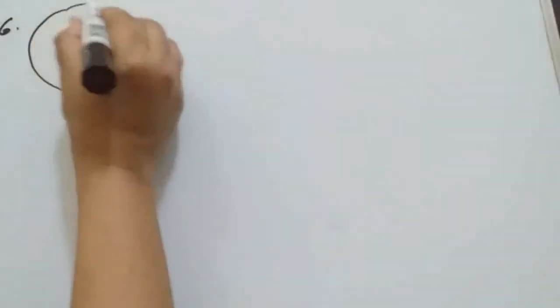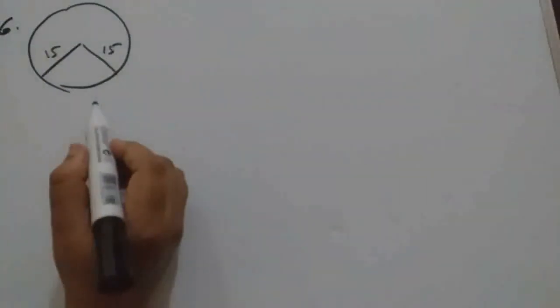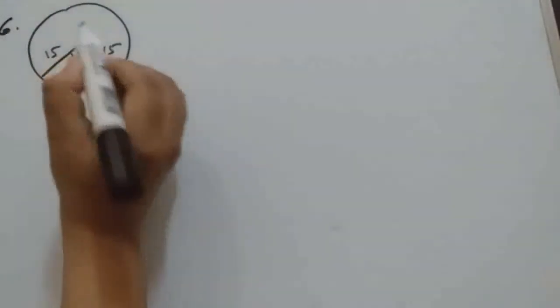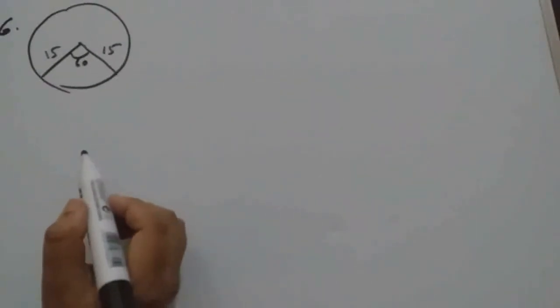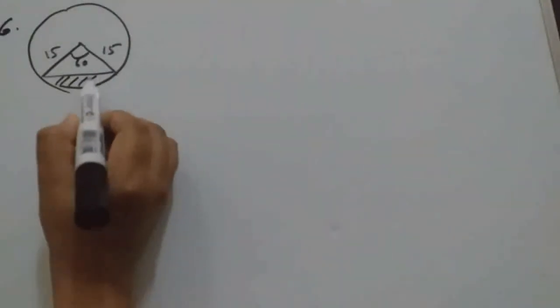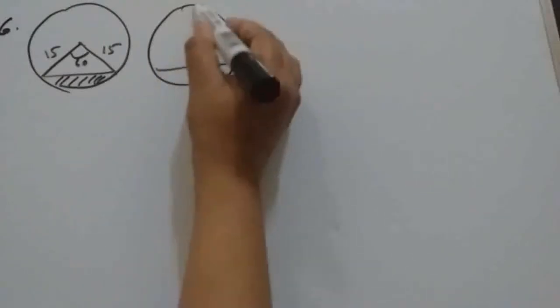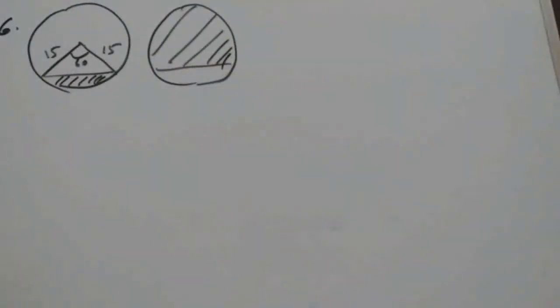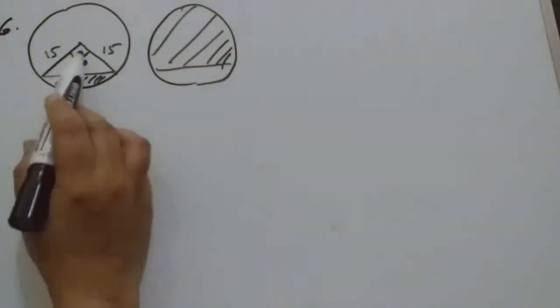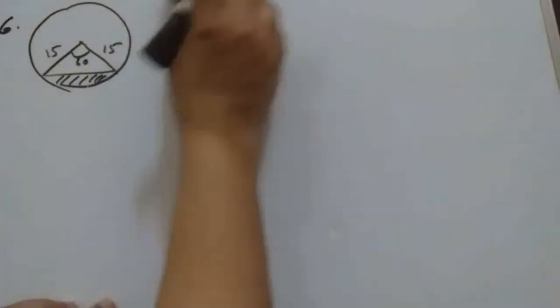Question number 6. Chord of a circle of radius 15 centimeter subtends an angle of 60 degree at the center. So find the area of the corresponding minor and major segment. So this minor segment and major segment we should find. Okay, major segment means this area. So first we will find area of sector minus area of the triangle. That will give area of minor segment.